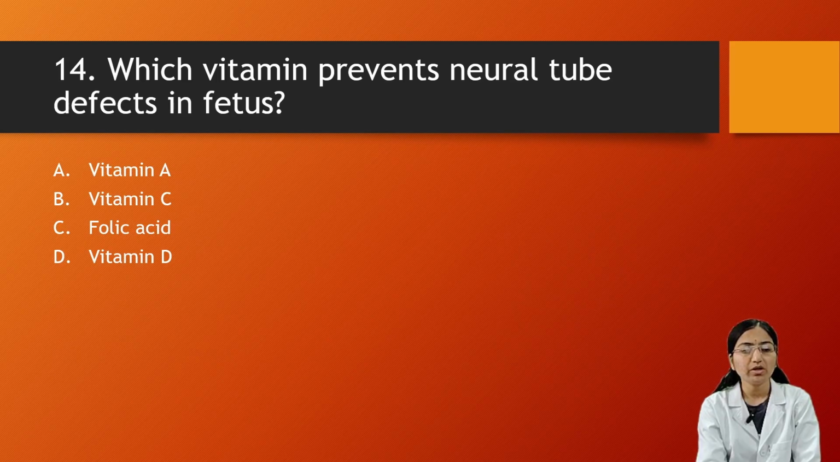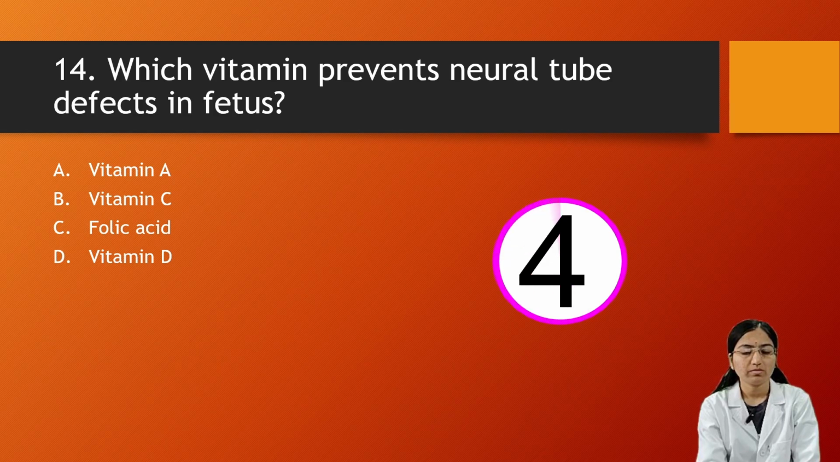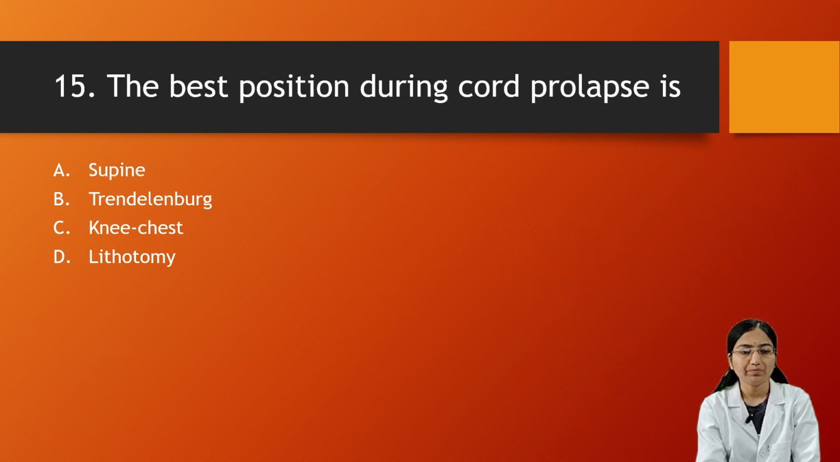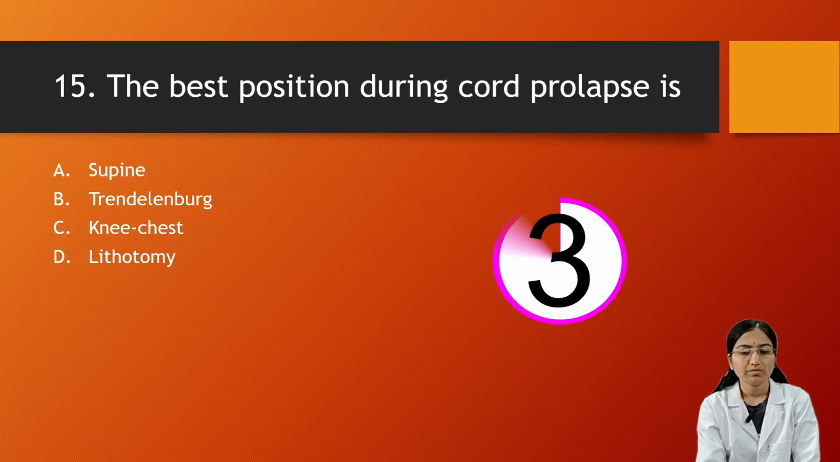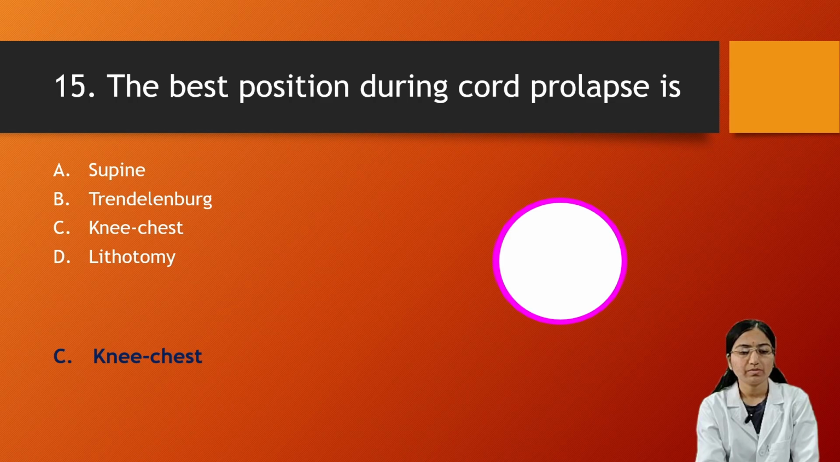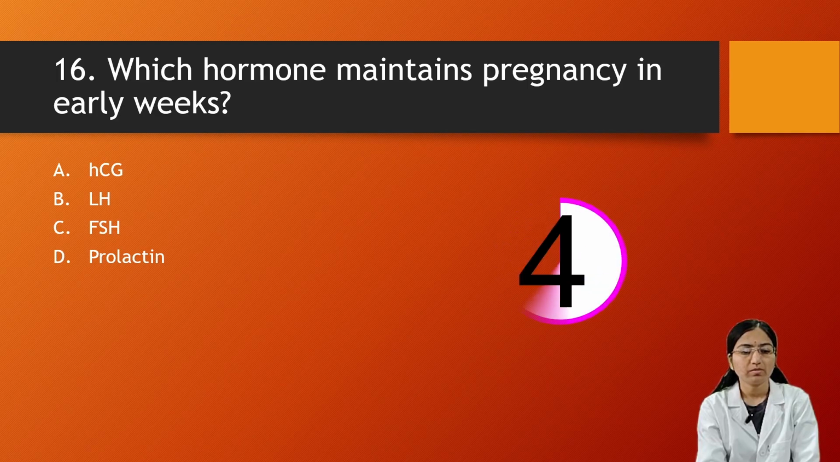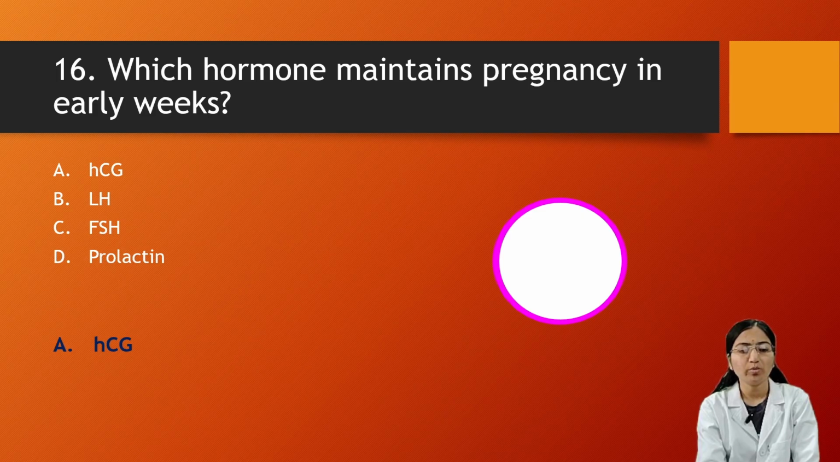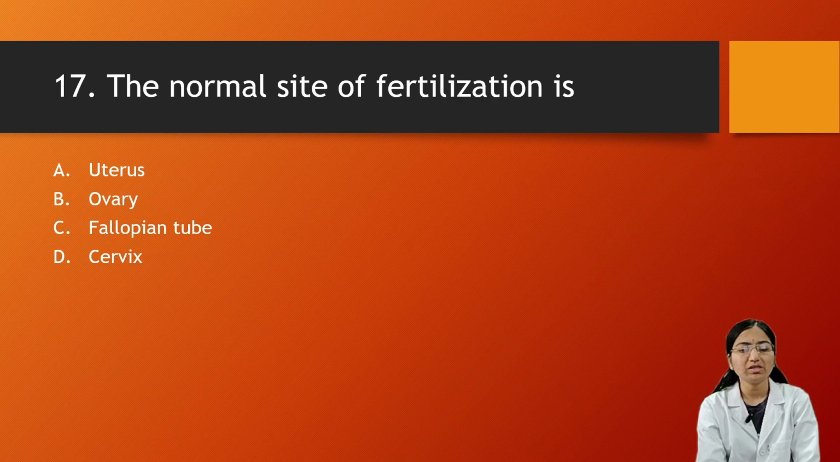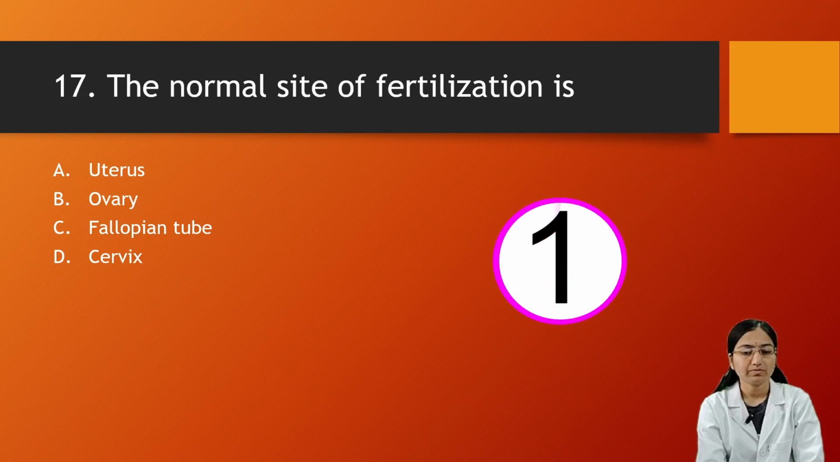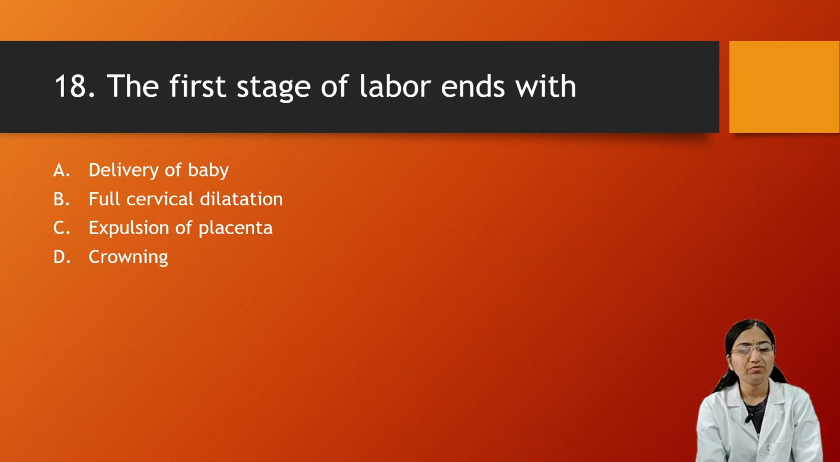Which vitamin prevents neural tube defects in fetus? Right option is C, that is folic acid. The best position during cord prolapse is? Knee chest. Which hormone maintains pregnancy in early weeks? Hormone HCG, human chorionic gonadotrophin. The normal site of fertilization is? Fallopian tube. The first stage of labor ends with?